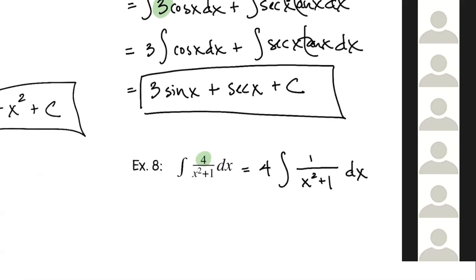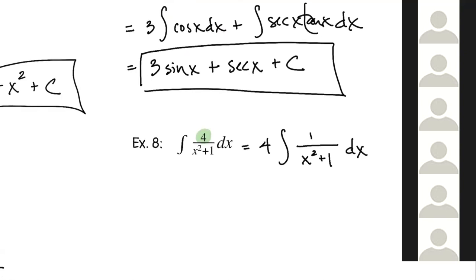Okay. Now, let's think back into our notes. Is there anywhere where we saw a derivative that was 1 over x squared plus 1? Right. Where did we see a derivative that was 1 over x squared plus 1?